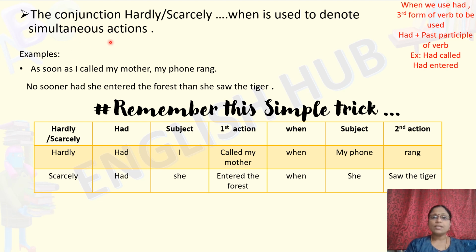The conjunction hardly when or scarcely when is used to denote simultaneous actions. You get a question which begins with as soon as or no sooner, and you will be asked to begin with hardly or scarcely. And this question comes in English Paper 1, Question 5, D main, that is transformation of sentences. Let's look at the examples.